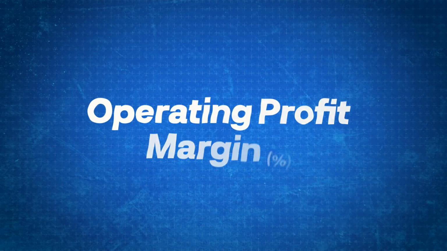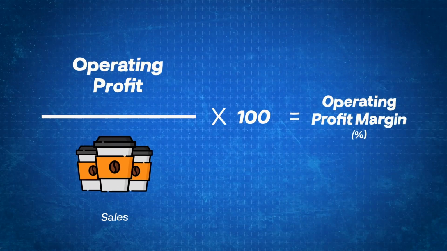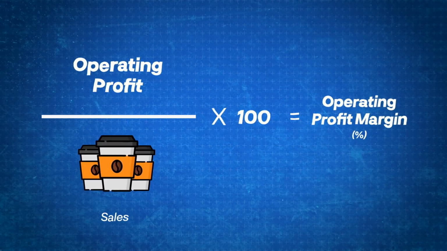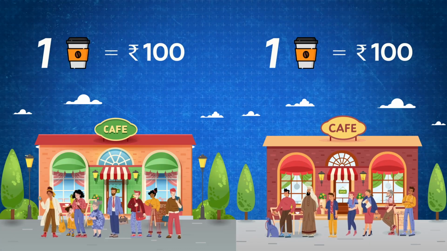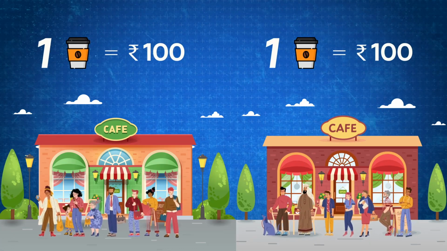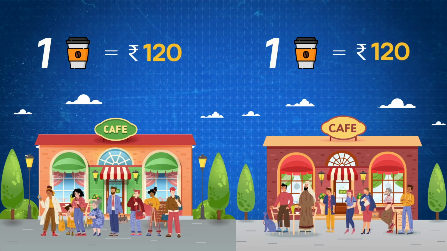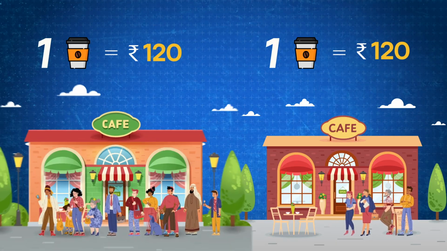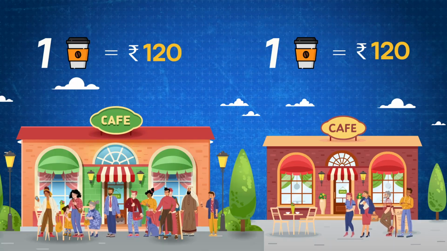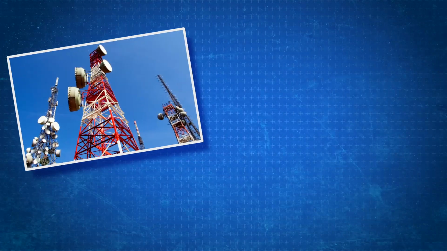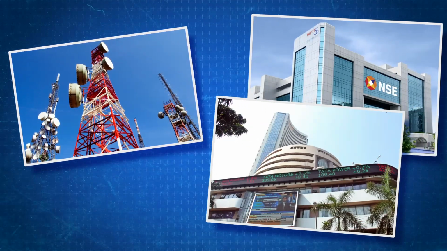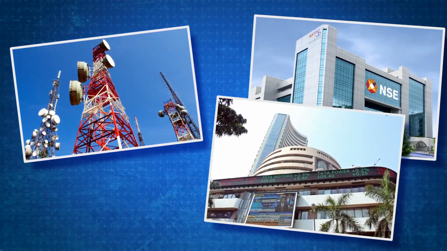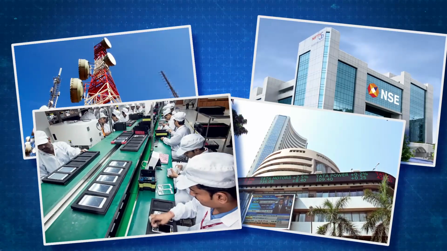Operating profit margin. This is important. It shows what % profit the business made from operations. The higher the number, the more pricing power the business has. In simple terms, if the coffee shop can increase prices without losing many customers, it's a stronger business. Less profit margin means tight competition or a weaker business. A real-world example of a high-margin business: telecom, stock exchanges. Low-margin business: original equipment manufacturer.